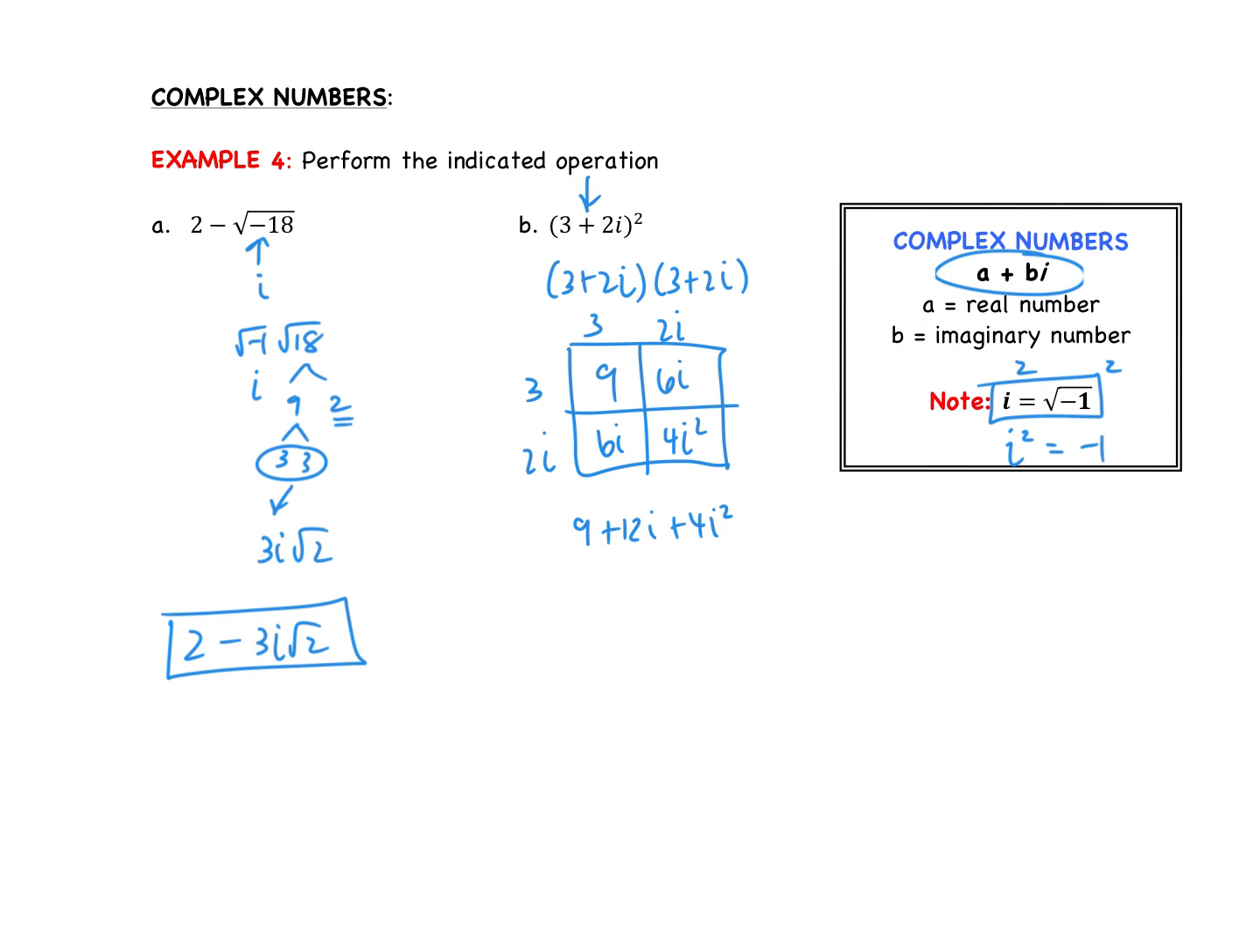So the last thing you have to do, you are never allowed to leave i squared. i squared is negative 1. So this is really 9 plus 12i, and then here, 4 times negative 1 is negative 4. So this is 5 plus 12i. Technically, the real part should come first, then the i. Now, if you write 12i plus 5, I'm not going to count it as wrong. It's just not the correct notation.